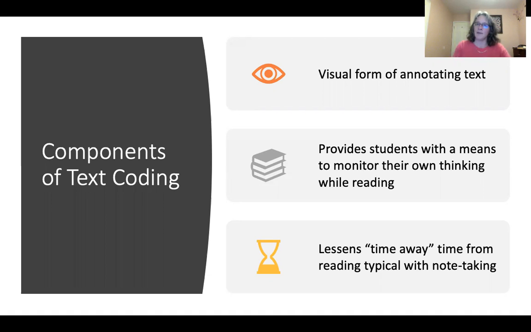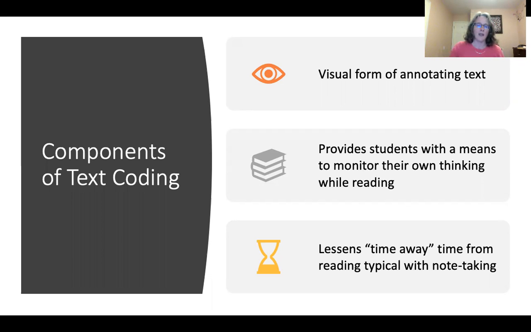But it also lessens the time away. Oftentimes, my students will talk about regular note taking as taking them away from the text too much. Once they've got that sense of metacognitive awareness and they're monitoring, engaging with the text, being active readers, the act of writing and note taking often takes them away. Now they're busy recording, which is a different process. So when they come back, they have to mentally switch gears.